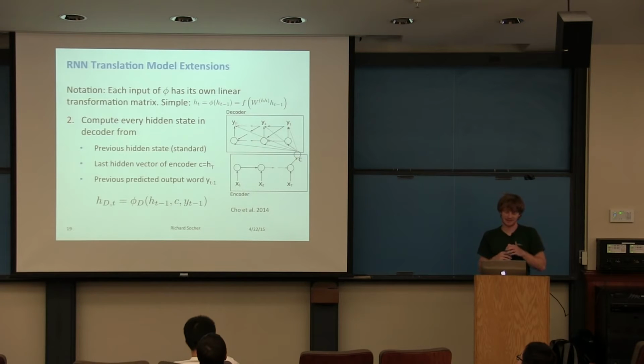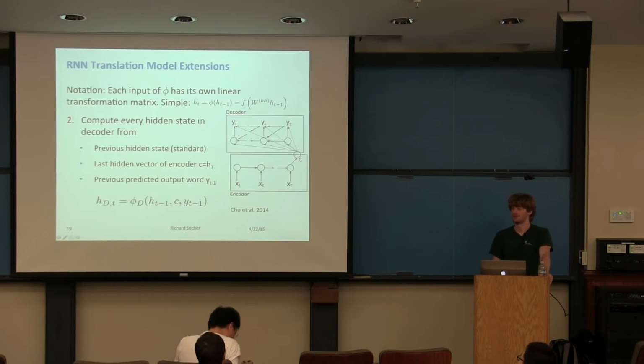So for the next extension, again here we define our phi, and we contrast this to our simple decoder. The next extension is that we'll compute every hidden state in the decoder using 3 different inputs. The first one is the previous hidden state. That's the same as what we had before in a standard recurrent neural net. But then we will also condition every single step on the last hidden vector of the encoder. So we have here our encoder. We usually have here our h_T, and now we'll define h_T at the end of the source sentence as C, and now C will get its own linear transformation matrix and is added to these other 2.